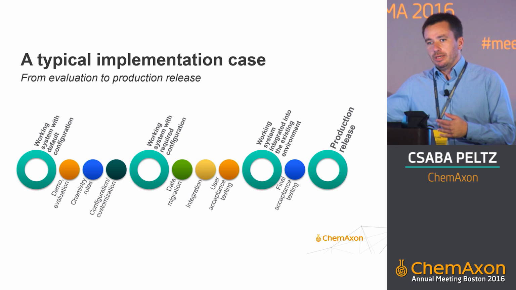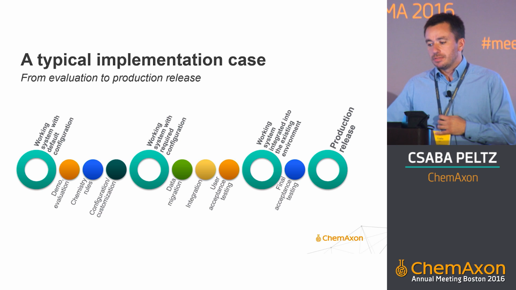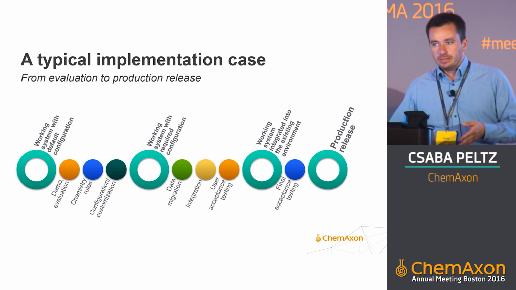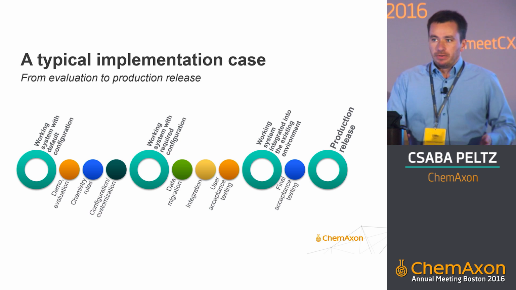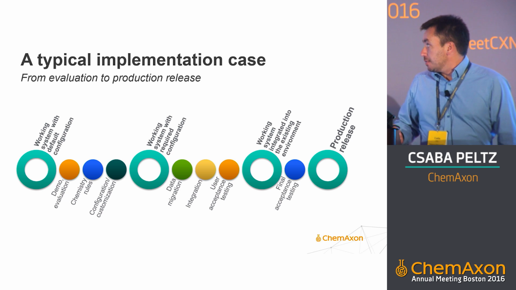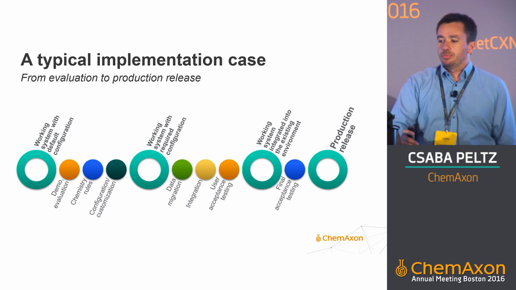And you continue with the data migration, you refine your rules, you do the integration, you end up with a system that can be tested by the users themselves. And that's the point where you end up with a working system that's well integrated into the existing environment. And finally, hopefully you have a successful final acceptance testing, and then you can release it to production.